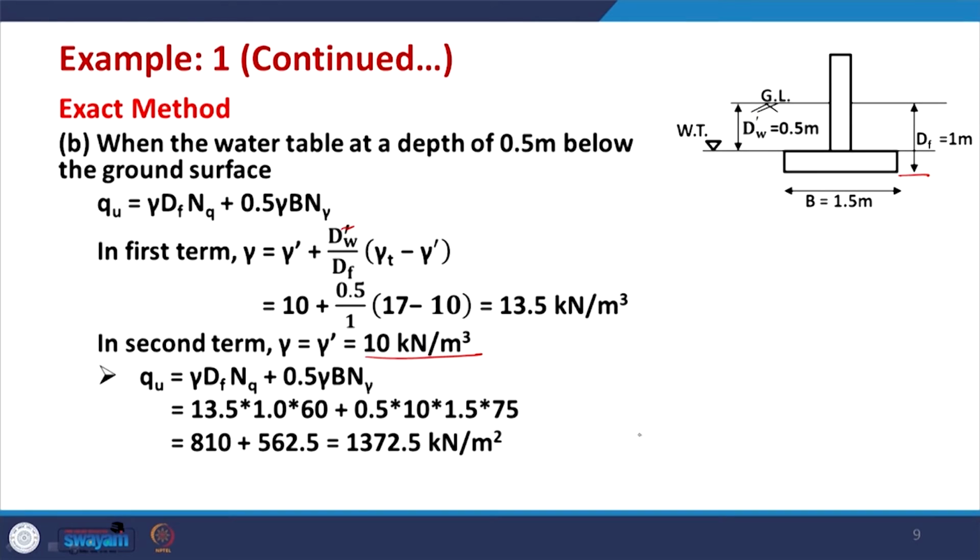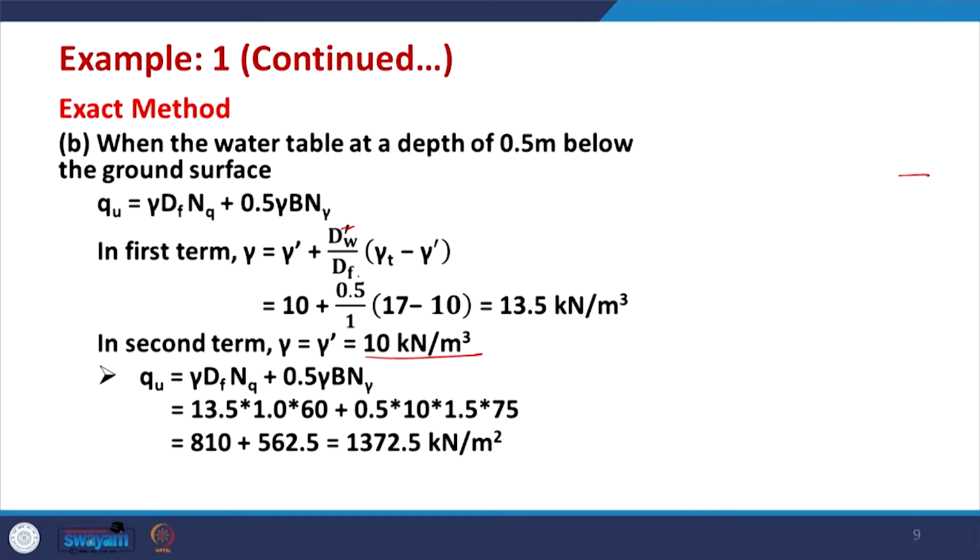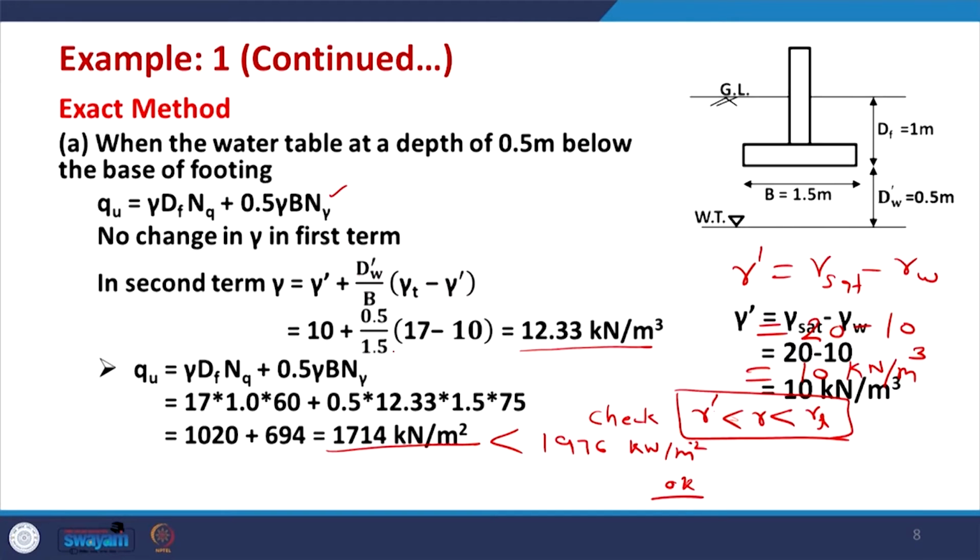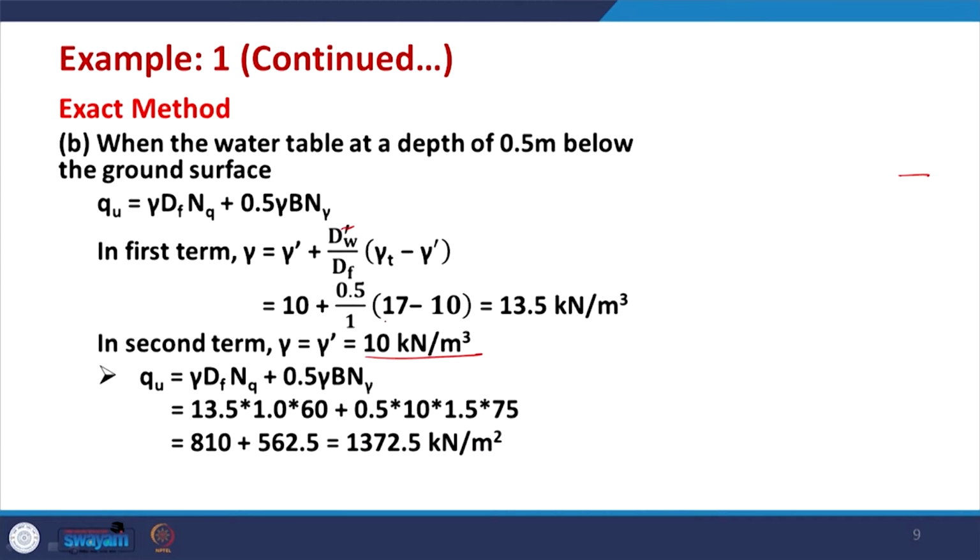Once you have this, then you can calculate the value of gamma t minus gamma, and here one needs to understand that this ratio is dw by df. In the last slide this ratio was dw dash by B, so the ratio was divided by B, but now this is divided by df. So, this is the common mistake you normally make. So, you have 10 once you calculate. So, the first term gives you 13.5 and the second term is set gamma.